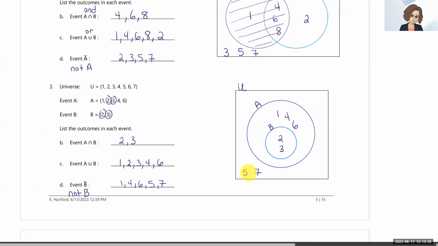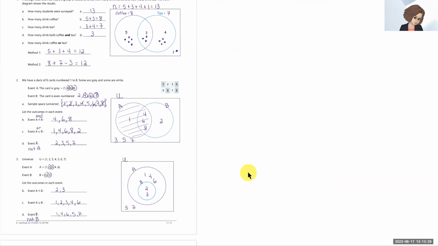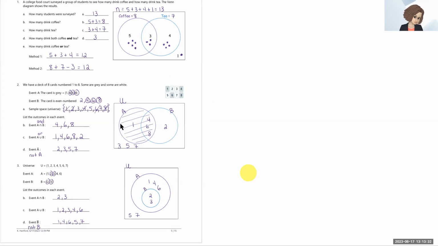All right, so there are some examples. So just be careful when you read the questions. Sometimes it asks how many outcomes, and then we're counting outcomes. And other times we're asked to list the outcomes, and that's what we're doing in those.